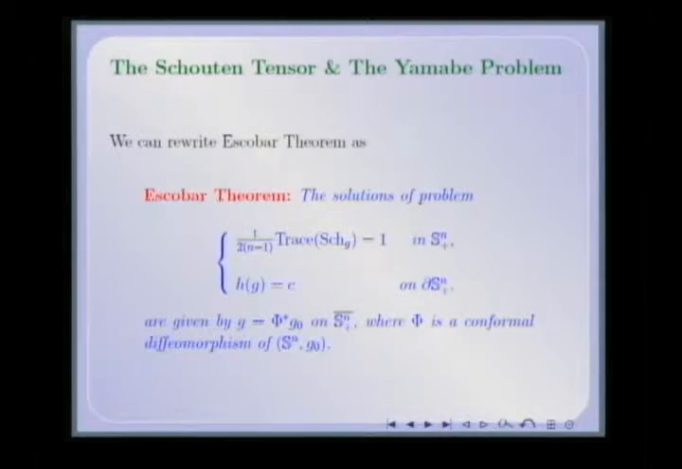So we can rewrite the Escobar theorem the following way. The solutions to this problem, where this is a conformal metric to the standard one on the sphere, are given by conformal diffeomorphisms of the standard sphere. That is, the only solutions are the ones right here, like what it says.